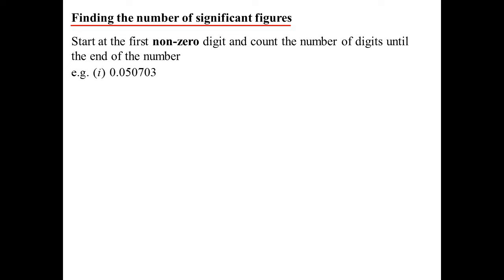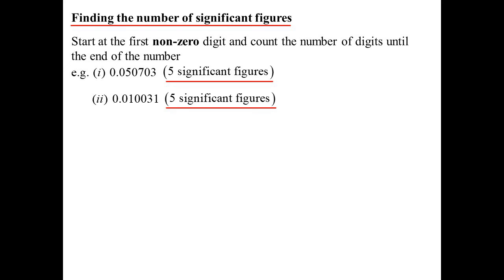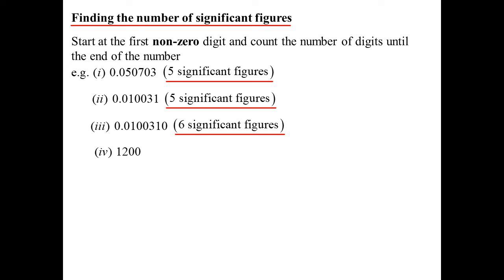First non-zero digit there is 5. So 1, 2, 3, 4, 5 significant figures. First non-zero digit there is 1. 5 significant figures. First non-zero digit is also 1, but notice the 0 on the end. We keep counting to the end, so it's now 6 significant figures.